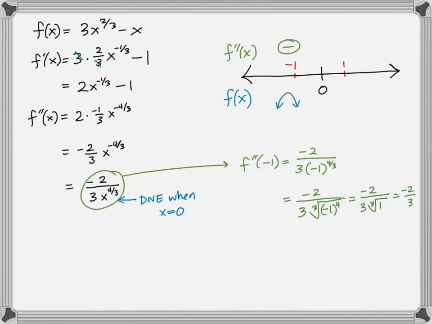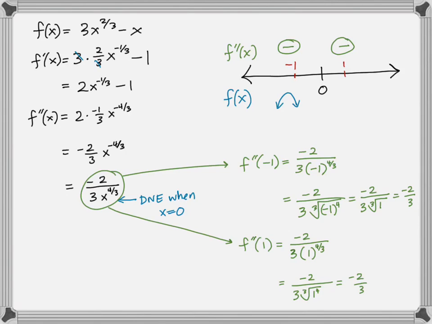All right, and then I'm going to do the same thing with 1. I'm going to find f double prime of 1. So I'm going to plug into my second derivative, negative 2 over 3 times 1 to the 4/3. And again, I'm going to think of the cube root of 1 to the 4th. So this also gives me a negative 2/3. So the second derivative is negative there as well, so the original function is concave down.